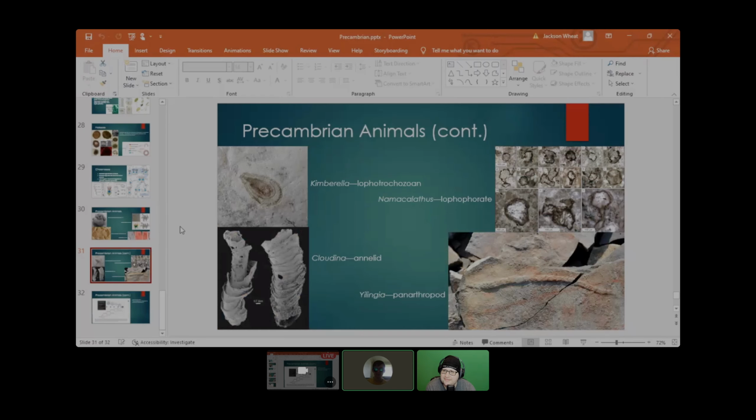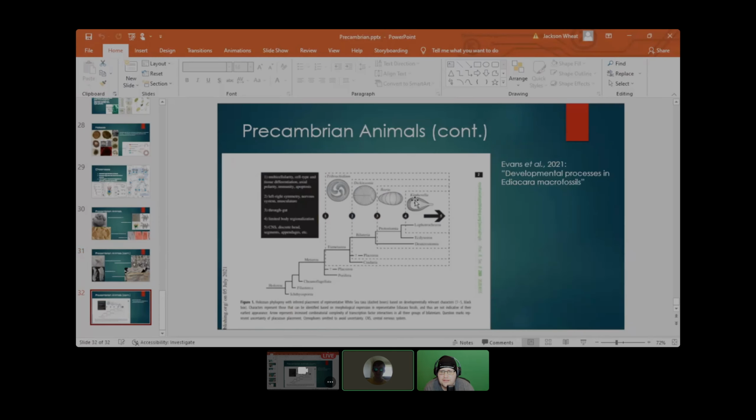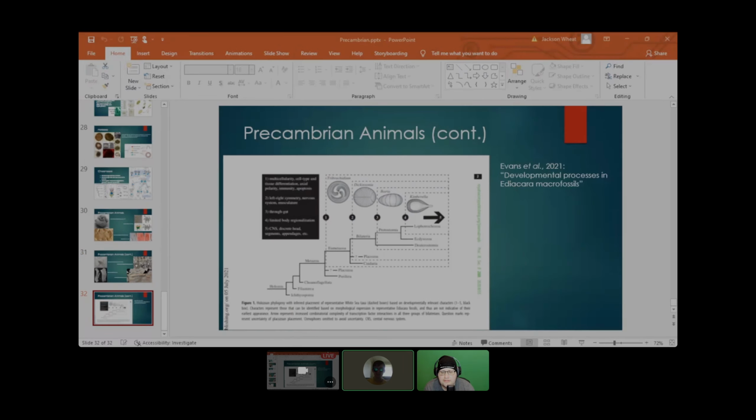Yeah, true. And here's a whole bunch of other bilaterians. So Camborellas, Lophotrochozoans, Namacalathus, Lophophorates, like brachiopods and bryozoans. Dinah's probably an annelid, and then Nerilingia's probably a panarthropod. So the earliest ancestors of velvet worms and tardigrades and arthropods was this little wormy guy. I love tardigrades. At this point, we are at the cusp of the Cambrian explosion.